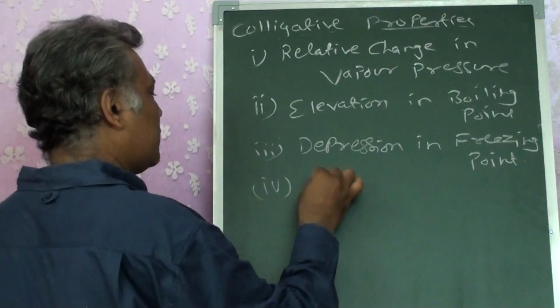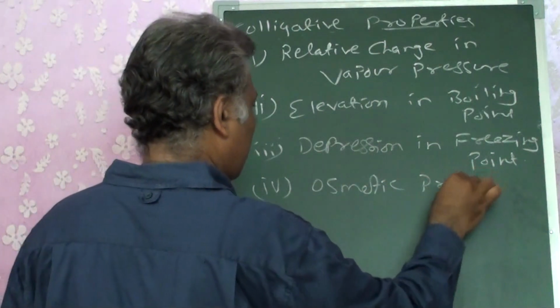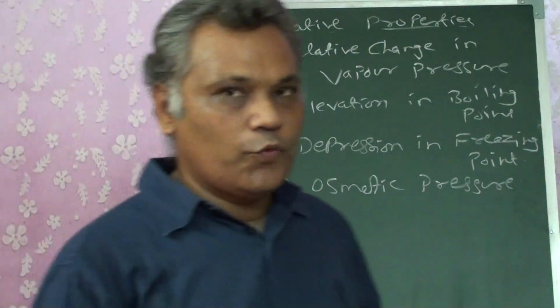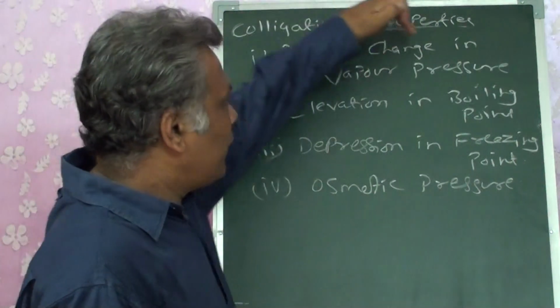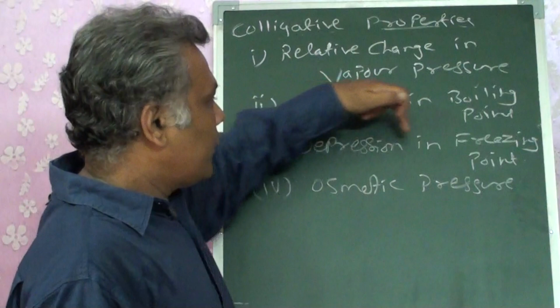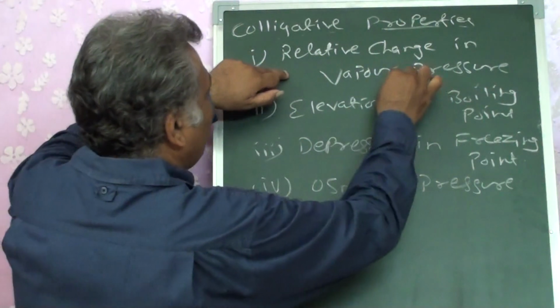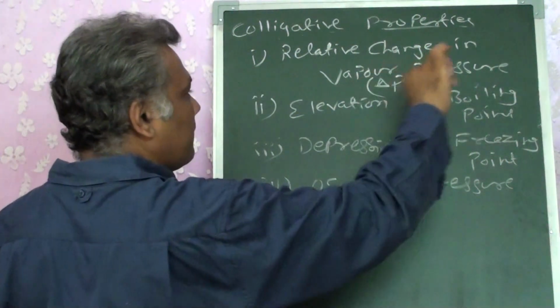And the fourth one is osmotic pressure. That means for our syllabus we are having 4 colligative properties: relative change in vapor pressure, elevation in boiling point, depression in freezing point, and osmotic pressure. Particularly for this we are going to show the change as delta P.